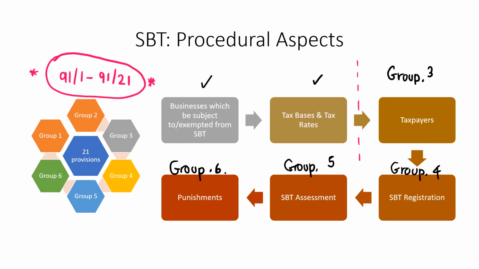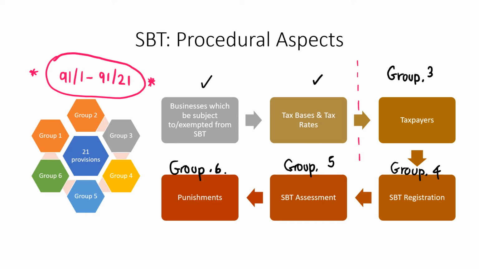After we know the type of business that are subject or exempted from specific business tax, we have learned about the different tax base and different tax rate. So this depends on the type of business activity. And now we will learn about the procedural aspect of the specific business tax, which are Group 3, Group 4, Group 5, and Group 6.